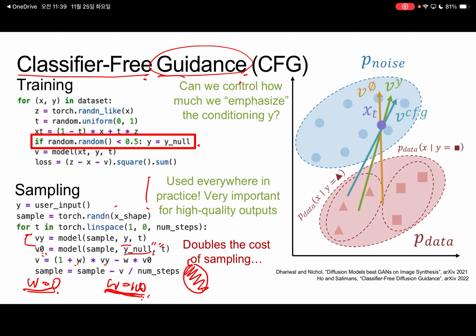So we need to make a balance between Vy and V0. If W is too low, then the impact of Vy is too low, so the generation cannot include the condition as much as possible. If W is too high, then the generated image might not look like real images. The plausibility of the image decreases, so we need to make a balance between Vy and V0.